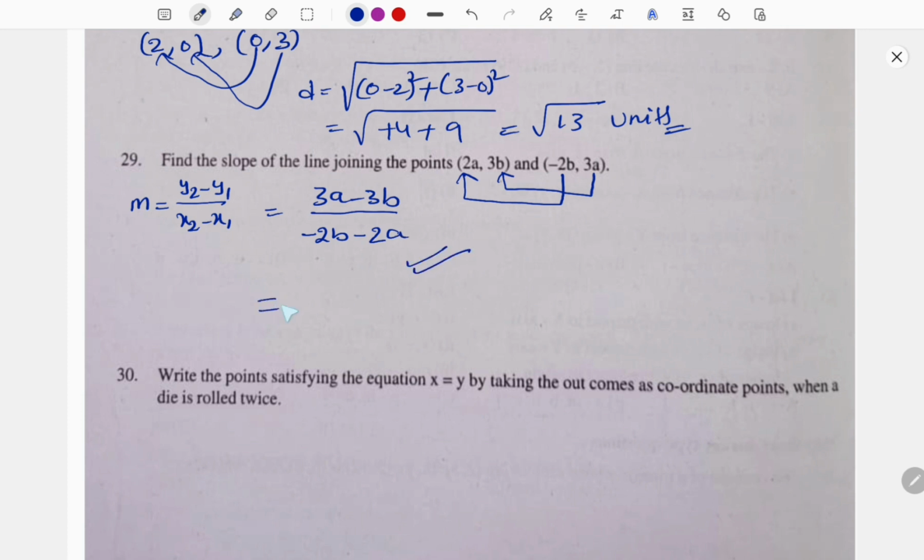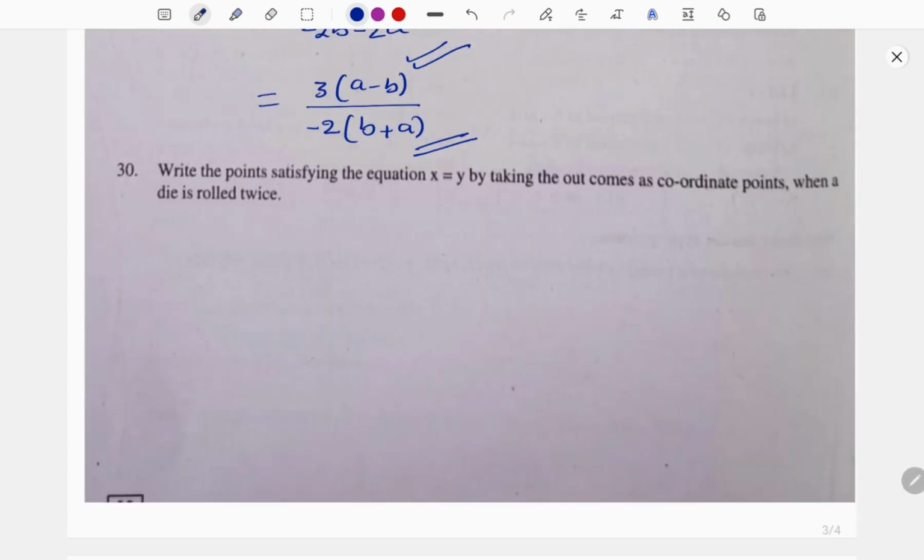Suppose if you want to simplify it again, here we take 3 common, so we get a minus b. Now here we can take minus 2 common. Then what we get? b plus a. That's it. This is the answer. I hope all are understood this one. Now the next question.